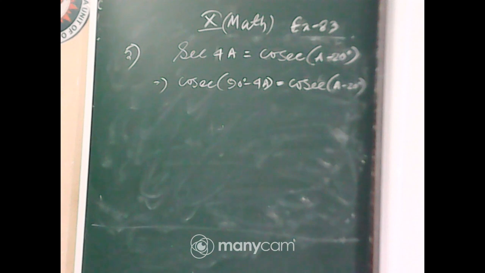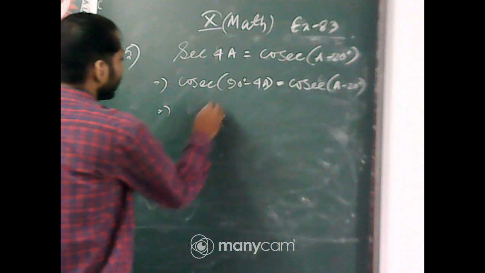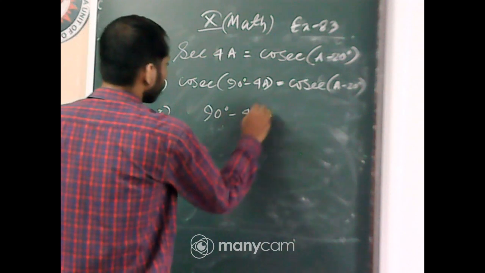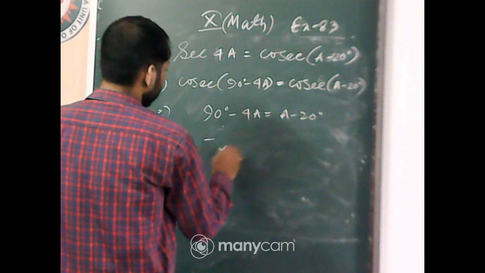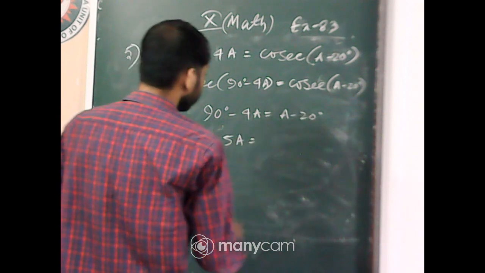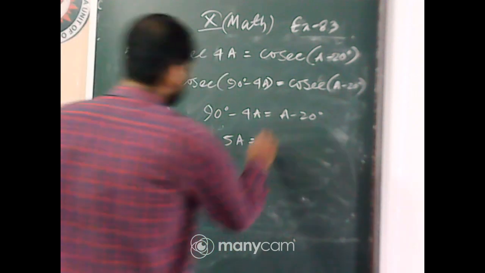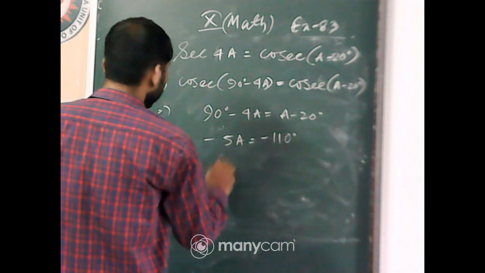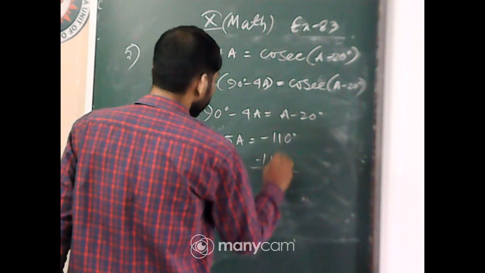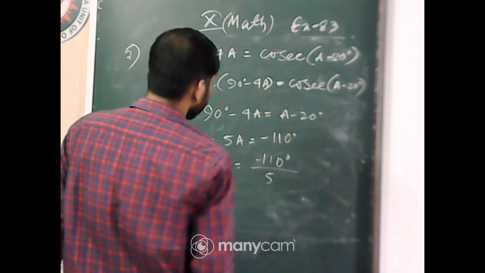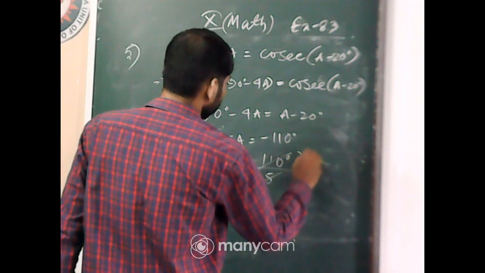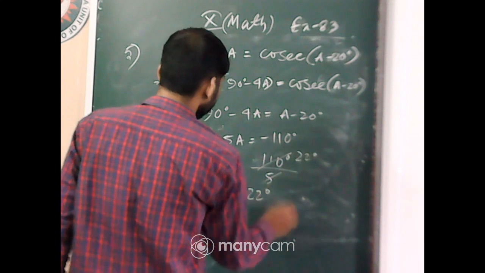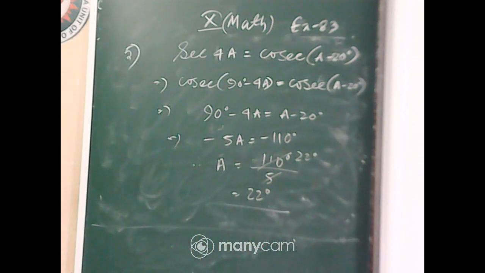Okay, Satyadeep, thank you for giving the answer. I am checking here. That means after equating, we got here 90 degree minus 4A equals A minus 20 degree. That means minus 5A equals minus 110 degree. That means A equals minus 110 by minus 5. Minus will be cancelled out from both sides, so it will be 22 degree. Very good. Very good, Satyadeep, Somodeep.